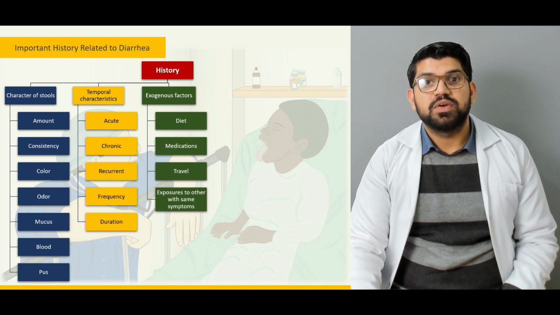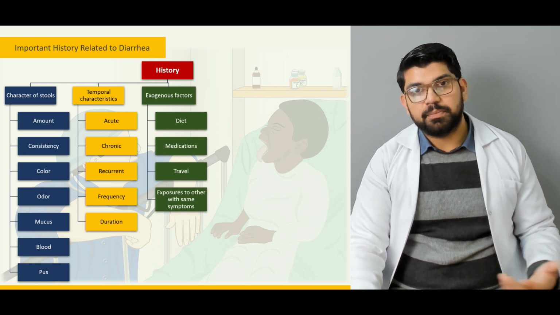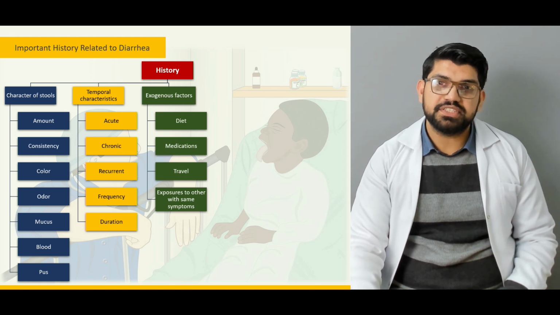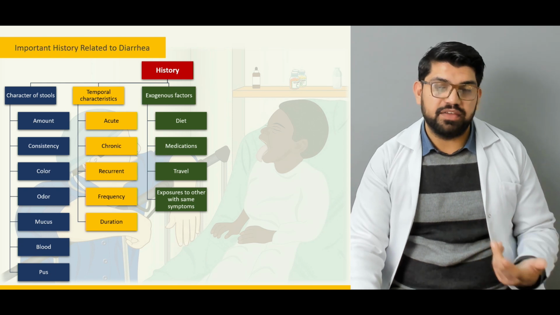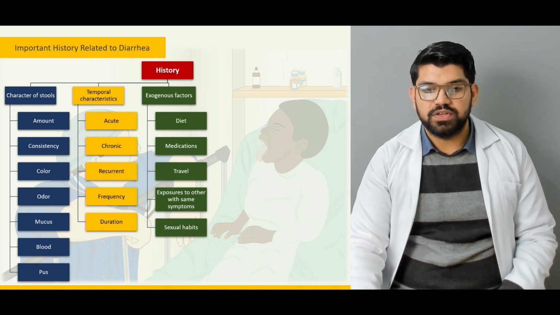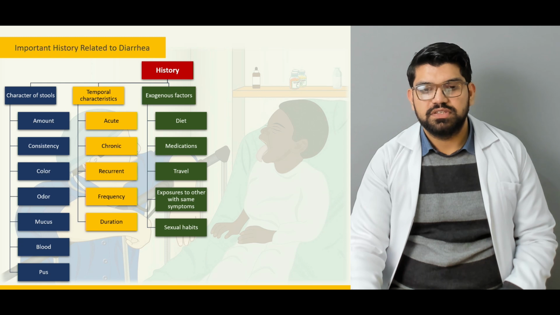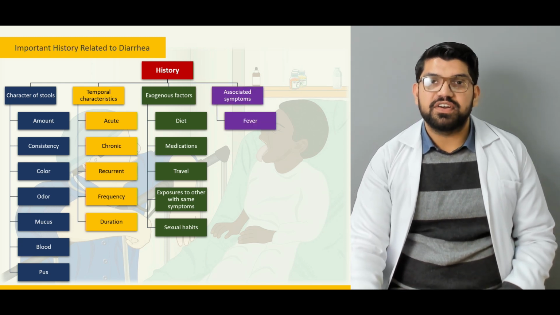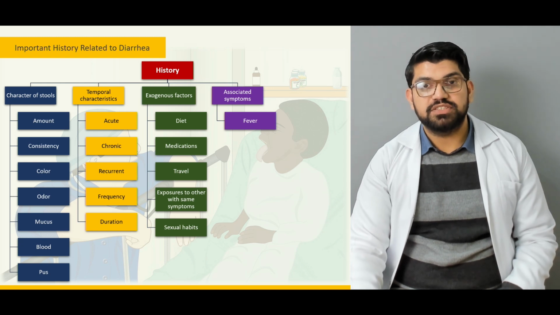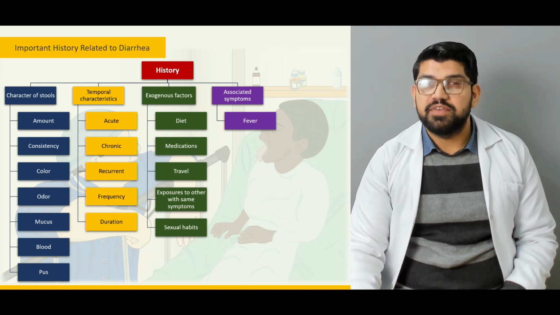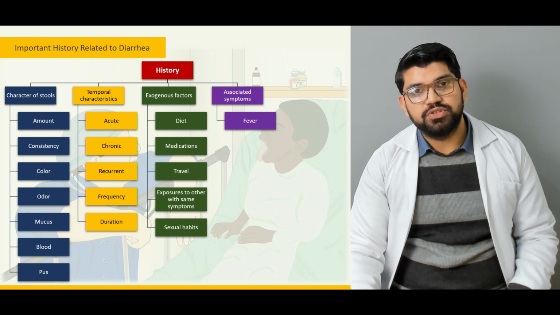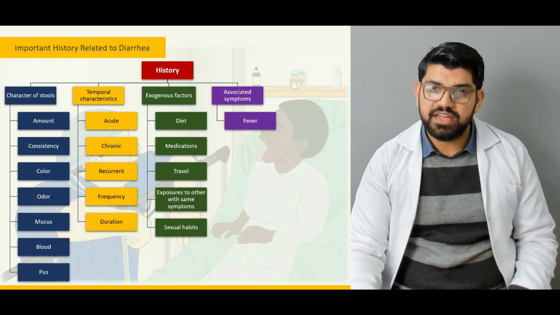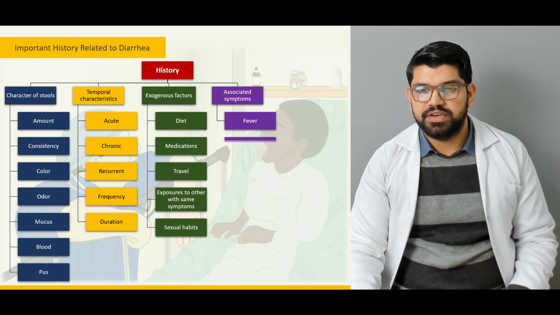Exposure to others with the same symptoms. Any family member or friends who have been diagnosed with gastroenteritis or are going through diarrhea, have you had exposure with them? That can cause diarrhea. Sexual habits. Any associated symptoms with it? Fever. Fever suggests invasive bacteria, but it can be due to viral. But at times, fever with diarrhea is most of the time due to bacteria.